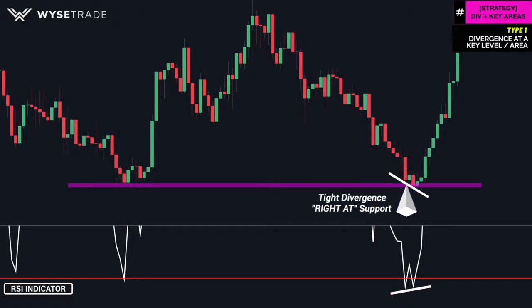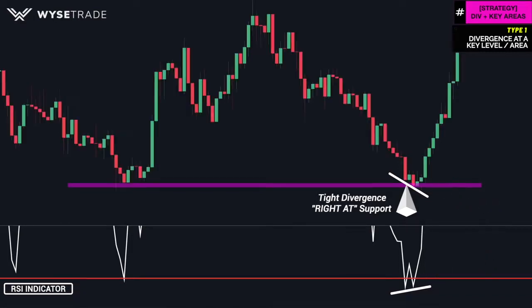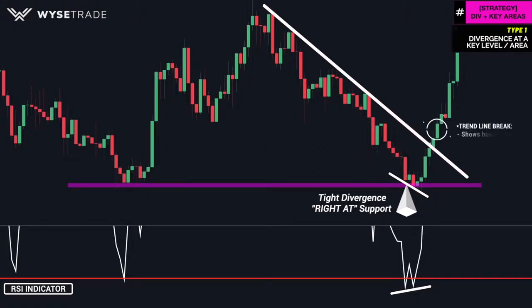So switching to the line chart, again, price made a lower low while the RSI made a higher low, showing a clear tight divergence. So let's jump back. You then place your trend line on top of the current trend. And when price breaks the trend line, the support level and tight divergence are confirmed, meaning buyers actually stepped in at this level. And this is when you would look for trade entries long.